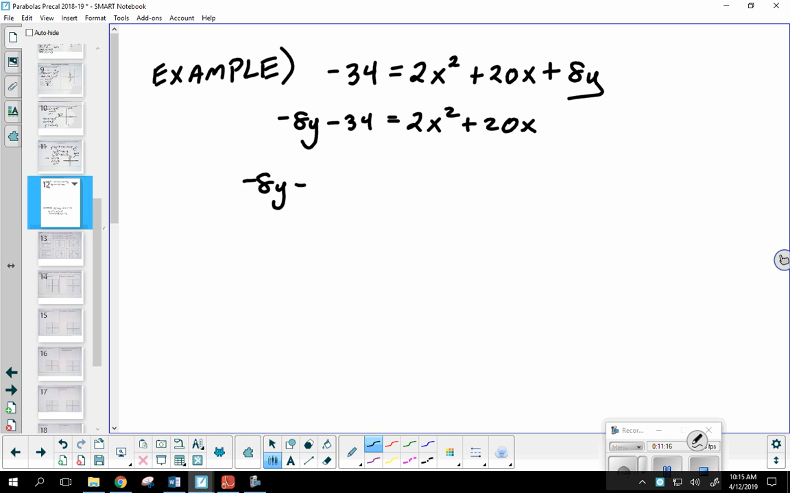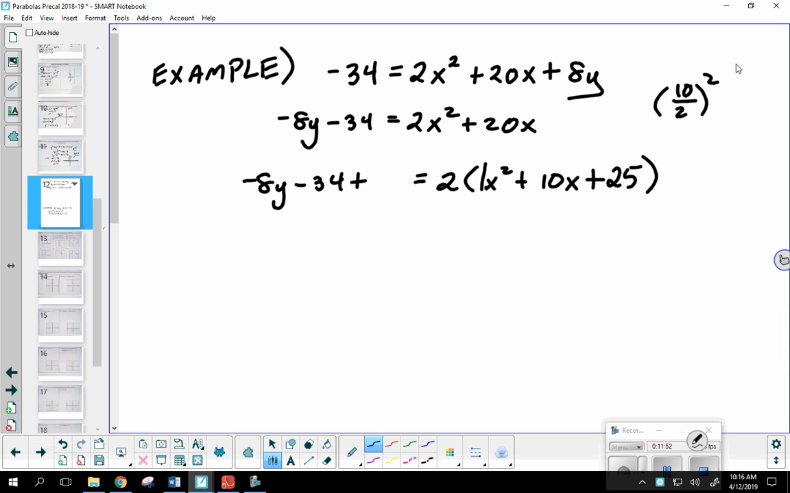So negative 8y minus 34 plus some number equals, if I pull the 2 out, pretend he's a GCF, what do I have left? X squared plus 10x. There we go. See, now that I have a positive 1x squared, I have the right value to complete the square with. Okay. In fact, how do I do that? Yeah, take the linear coefficient, you divide by 2, and then you square that. And what's that going to give me? 25. So if I add 25 to the right, I'm going to add 50 to the left.